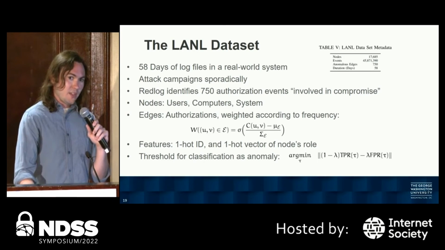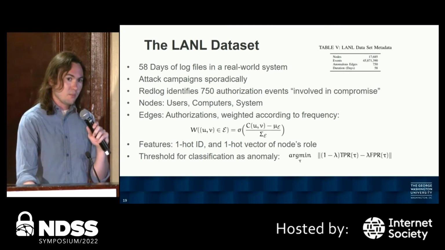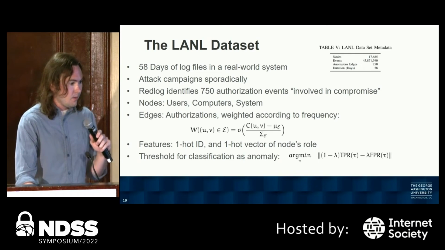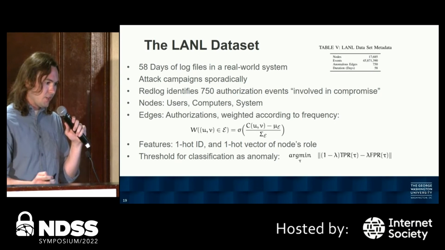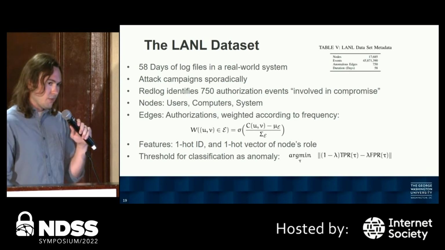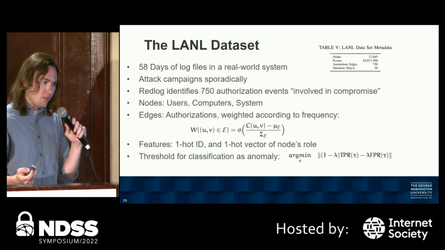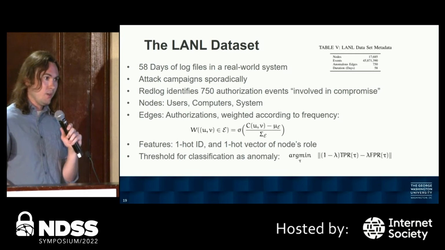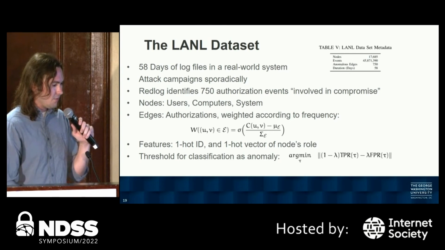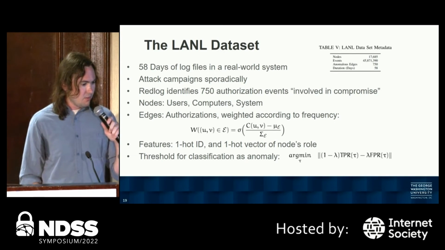So finally, once we had that confirmed, we tested it on a real-world cybersecurity data set, the LANL data set. Now this is 58 days of log files in a real-world system that's undergoing a red team campaign. The red log identifies 750 authorization events that are, quote, involved in compromise. And there are 3 different kinds of nodes, so in addition to just one-hot IDs, we include a one-hot for what kind of node it is: a user, a computer, or a system, being something like a domain controller or other node of significance that's not just a user. And also, the edges were weighted, just normalized.